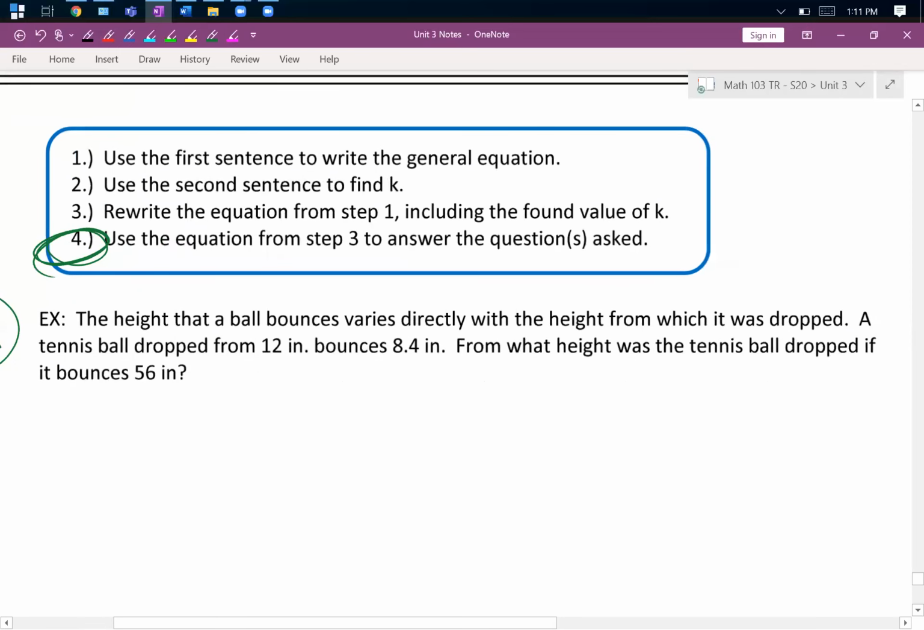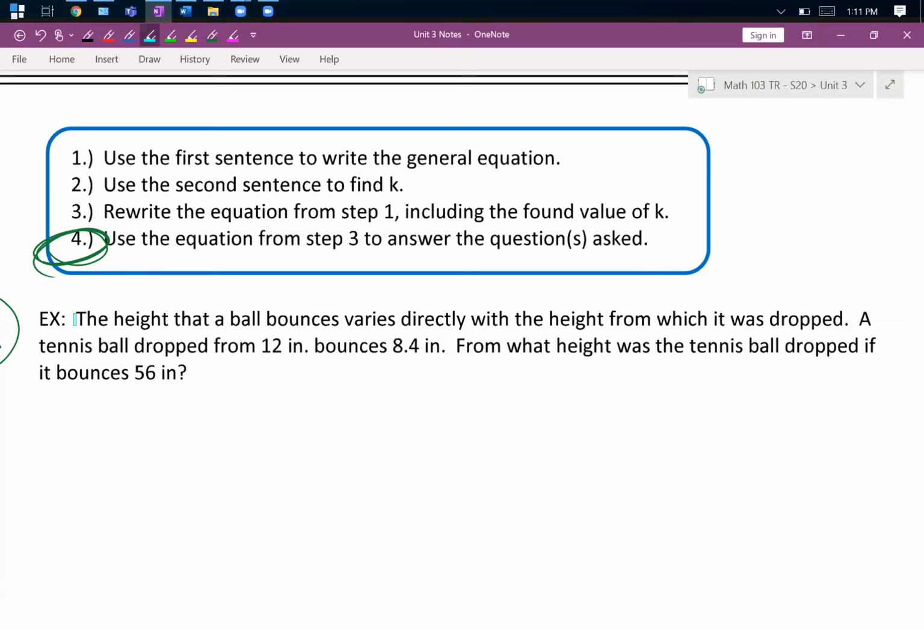You'll also notice that they don't say, hey, use W, T, and B. We're going to have to strip down these words and select the variables for ourselves. The height that a ball bounces varies directly from the height from which it was dropped. The tennis ball is dropped from 12 inches and it bounces 8.4 inches. From what height was the tennis ball dropped if it bounces 56 inches?